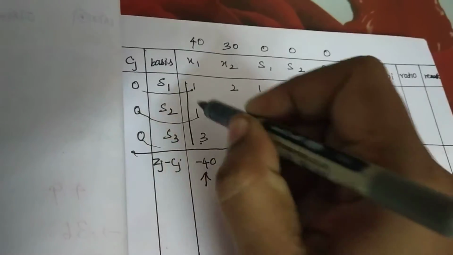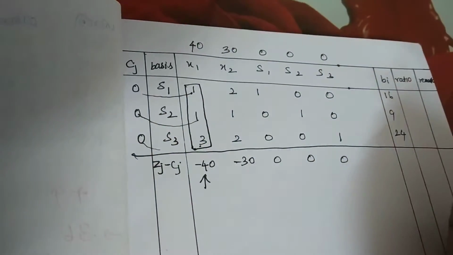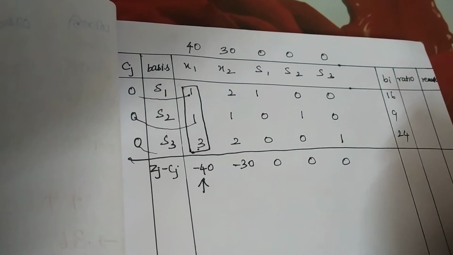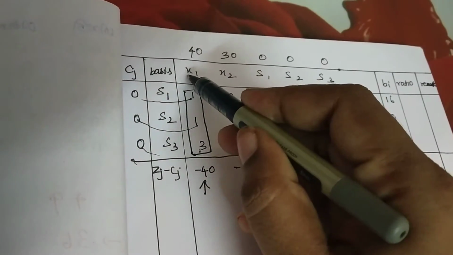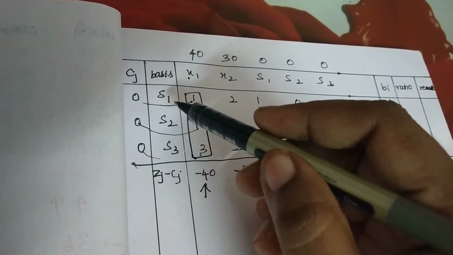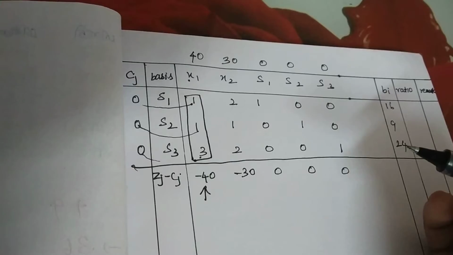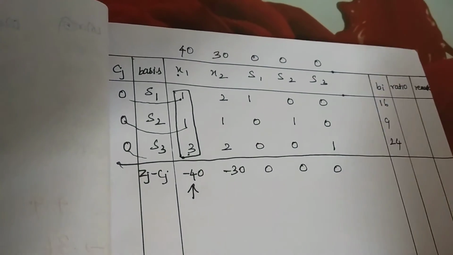This corresponding element, this column represents the column of the entering variable. So this corresponding element enters the basis. If x1 enters the basis, it means some element has to leave the basis. So we have to find which element is going to leave.